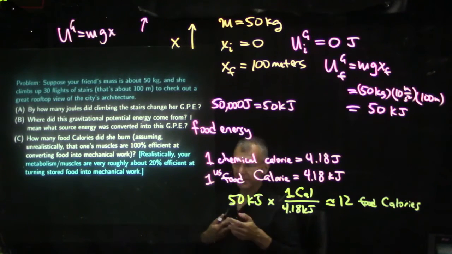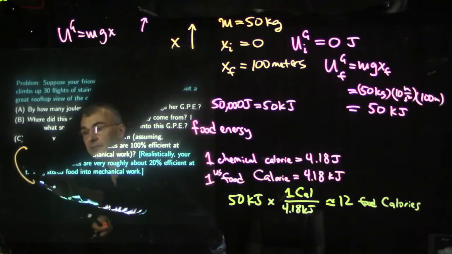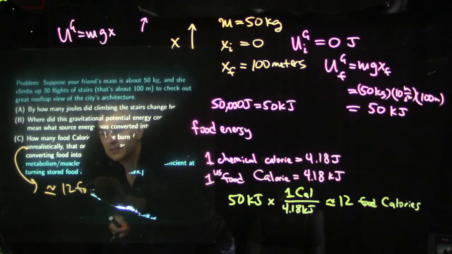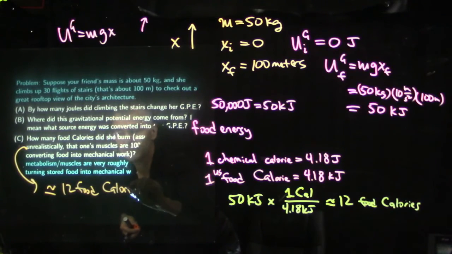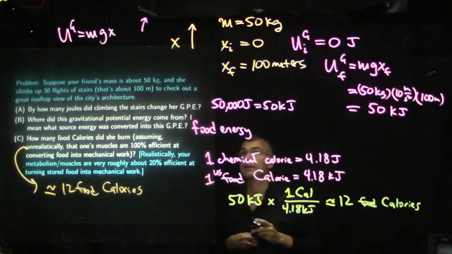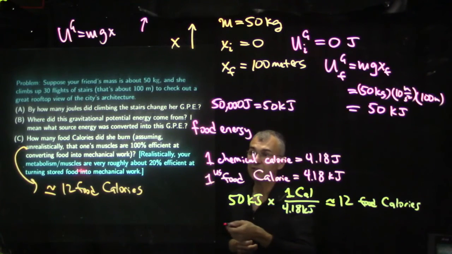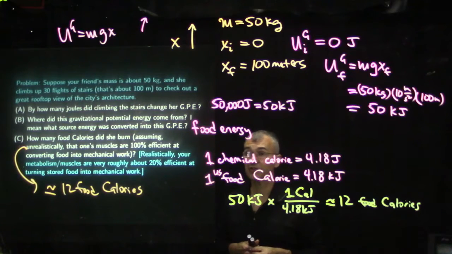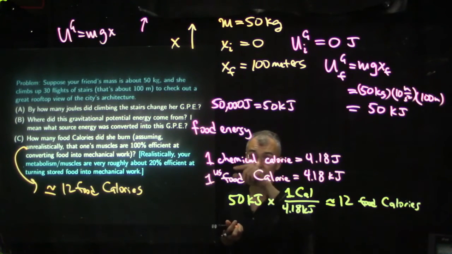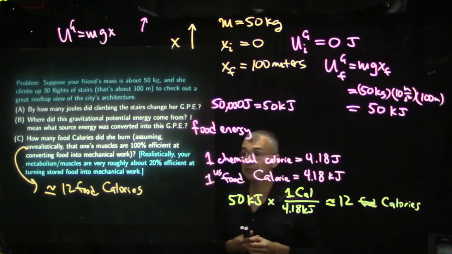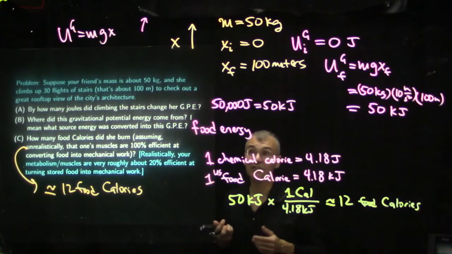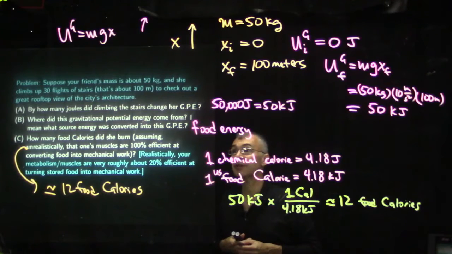So seems like she burned about 12 food calories climbing up 30 flights of stairs. Now, actually, your muscles are only about 20% efficient, so that really means that to do that amount of mechanical work, you would probably in real life burn more like 12 times 5. So to scale 20% up to 100%, that's times 5. So probably more like 60. So I think actually climbing 30 flights of stairs would probably burn more like 60 calories.